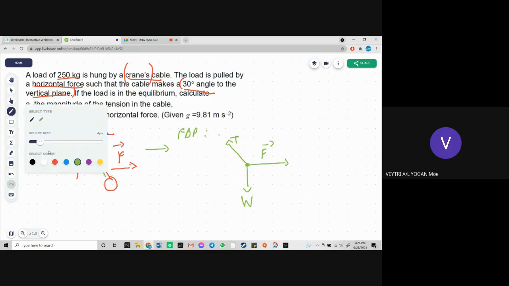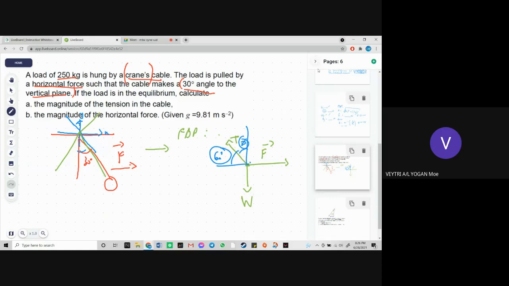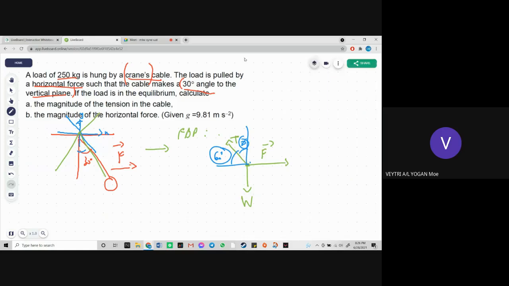So remember, lepas you tarik, you must identify dekat mana angle dia. Kalau sini 30 degrees, secara matematik, sini 30 degrees kan? So sini will be 60 degrees. Kenapa 60 degrees lebih penting daripada 30 degrees? Sebab we want angles which is always towards the x-axis. Okay? Now, let's do the calculation. Okay, before I move on, please bear in mind, if the load is in equilibrium, automatically Newton's first law: summation of F equals 0.